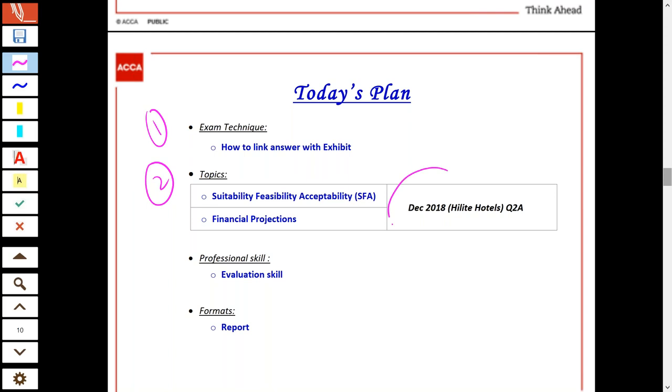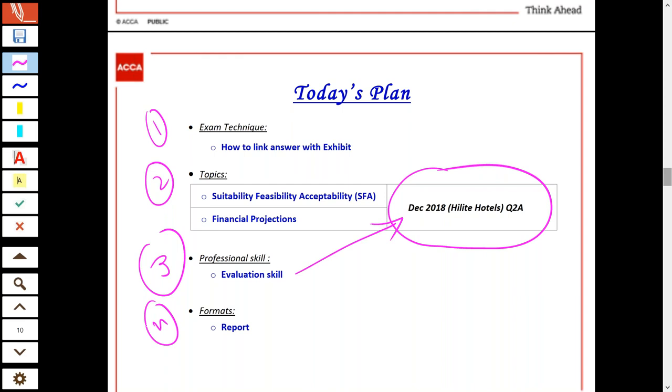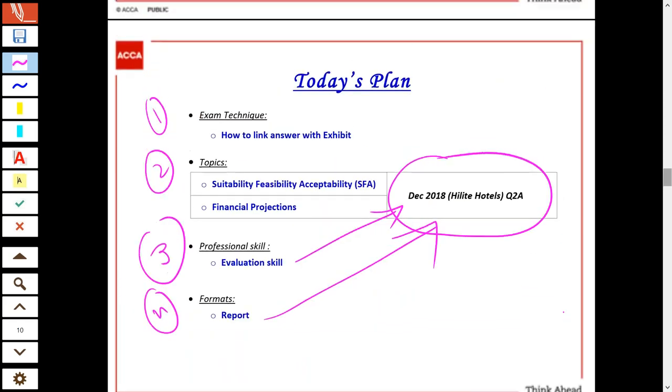After going through the topic, we will do one actual question on these topics. We will then talk about the professional skills. Today we will talk about the evaluation skill, because we need to use it in this question. And fourthly, we will talk about format, and today's format will be a report format, because it is required in this question. So I've tried to pick a question which is comprehensive and which covers the right topics, the right professional skills, and the right formats. Before I move to the exam technique, let me take some questions.